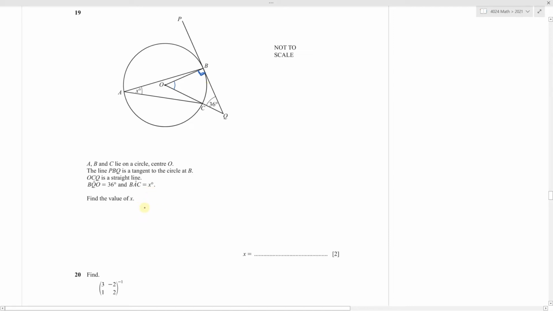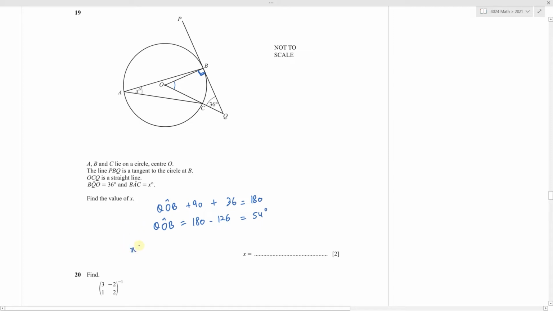So your angle OBQ, sorry, we know OBQ is 90. Your angle QOB plus 90 degrees, this one, plus 36, this one, equals 180. So angle QOB will be 90 plus 36 is 126. So this is 180 minus 126, which is 54 degrees.